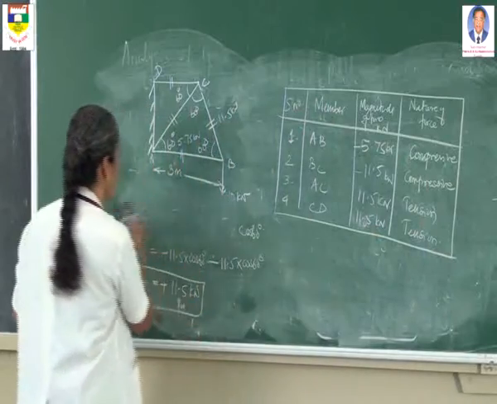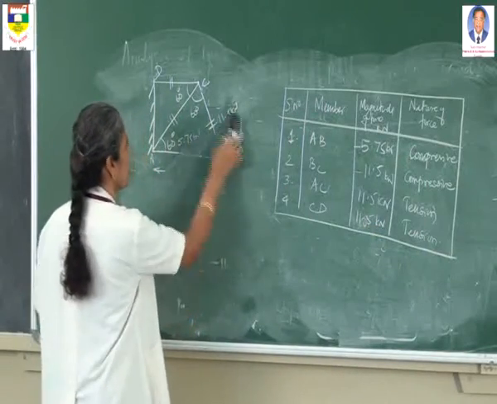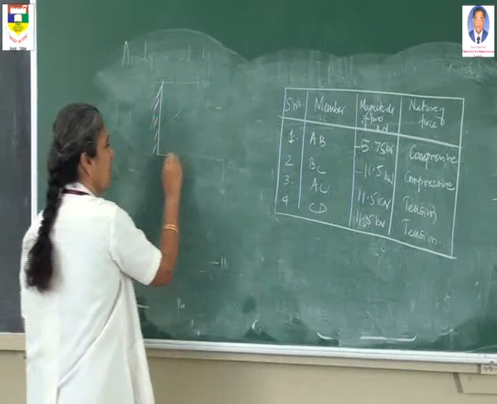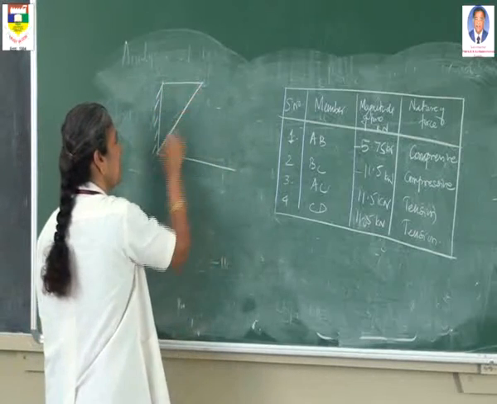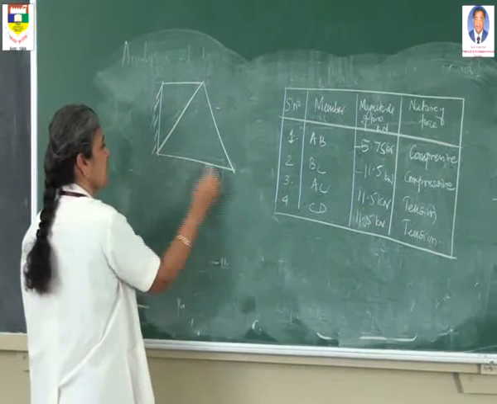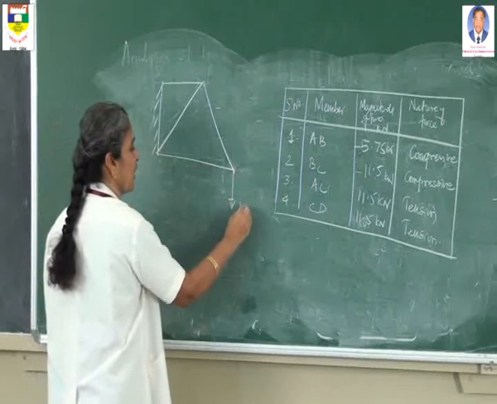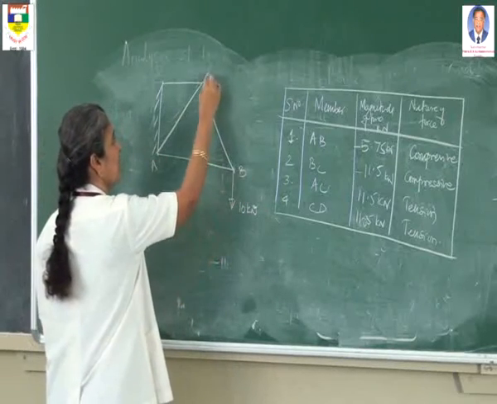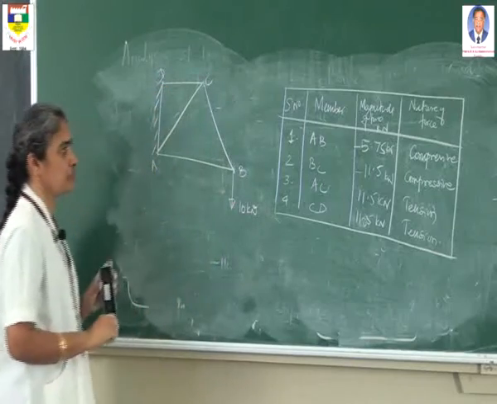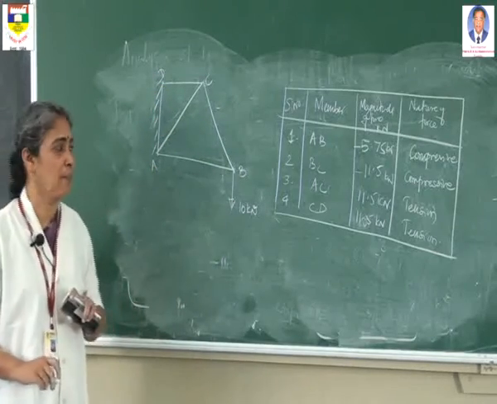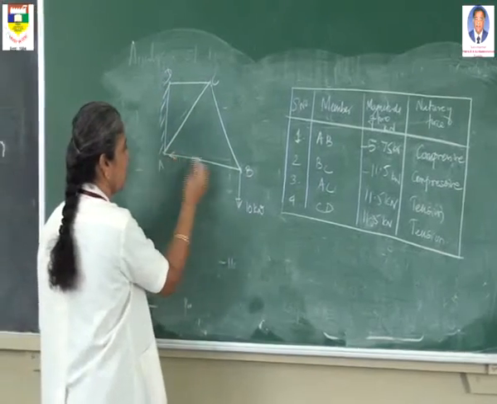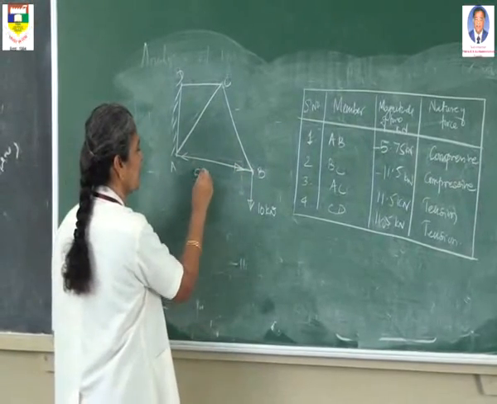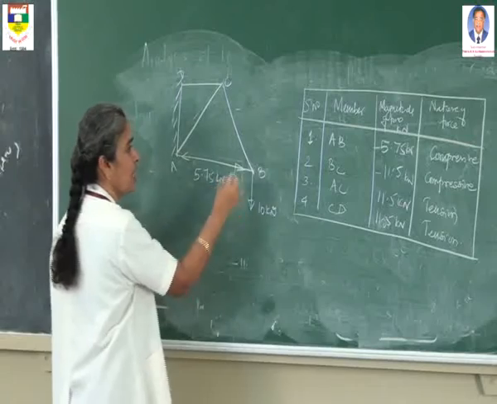Next we have to draw the force diagram. Using this force table, I am going to draw the force diagram. Again we have to draw the truss. It is consisting of 4 members and it is subjected to a load of 10 kilonewton. This is A, B, C and D. The first member force is compressive, so it is acting towards the joint, and this intensity is 5.75 kilonewton.